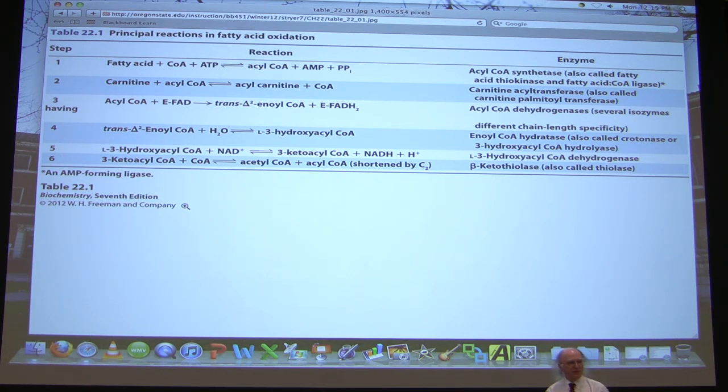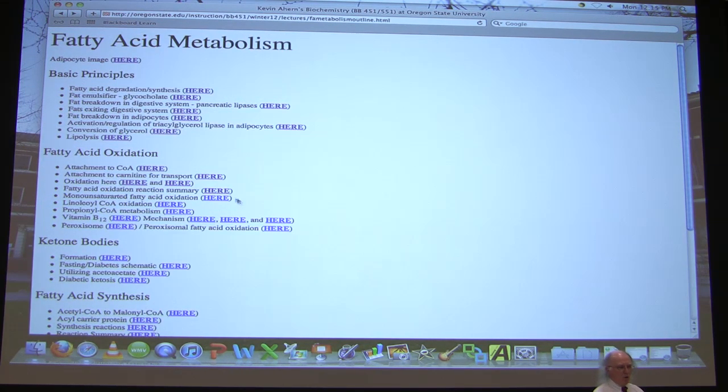Okay? There's a bunch of enzyme names that we're not going to worry about. And as I said, the acetyl-CoA dehydrogenase and what I call thiolase, they call it beta-ketothiolase. You can call it thiolase, and that'll be fine by me. Those are the 2 enzymes whose names I think you should know.